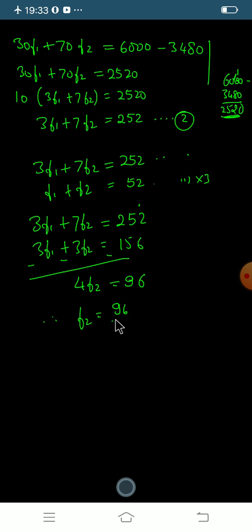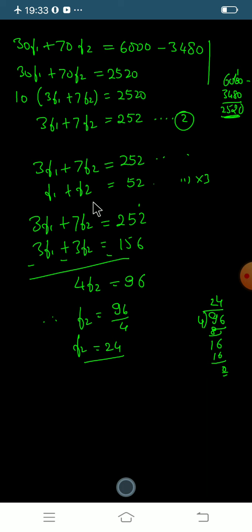So F2 is equal to 96 divided by 4. Now 96 divided by 4 is how much? 4 2s are 8. Now 16, 4 4s are 16. So F2 is equal to 24. We got one value, F2. What is the other value? That's F1. Again we have to do the same thing. Here we have a formula, that is F1 plus F2 is equal to 52.